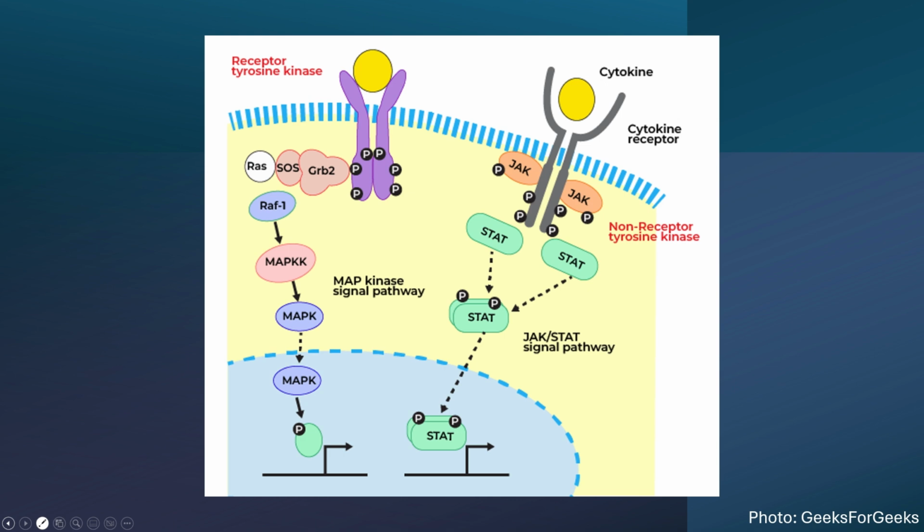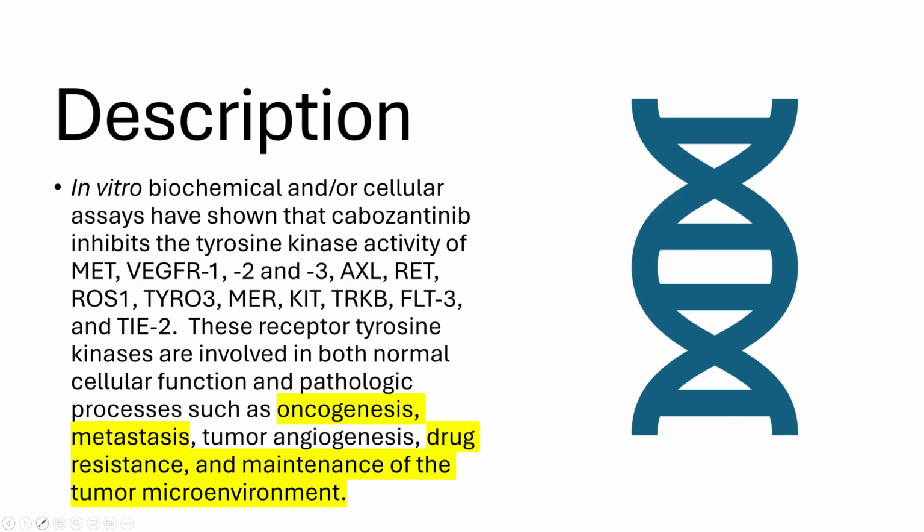These exact pro-cancer processes are called oncogenesis, metastasis, drug resistance, and tumor microenvironment maintenance. So if you block these receptors, you in turn help prevent these pro-cancer processes from happening. We'll go over each one quickly.